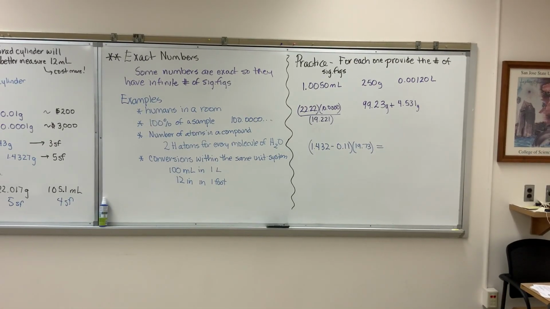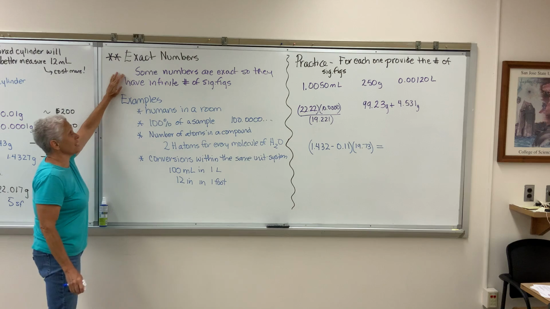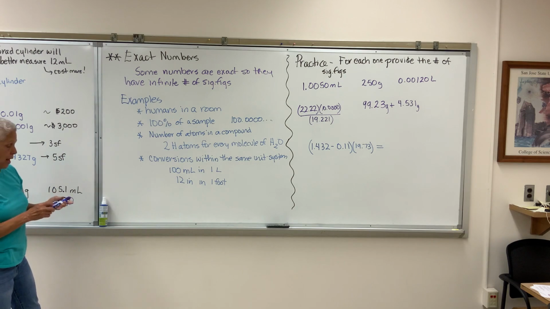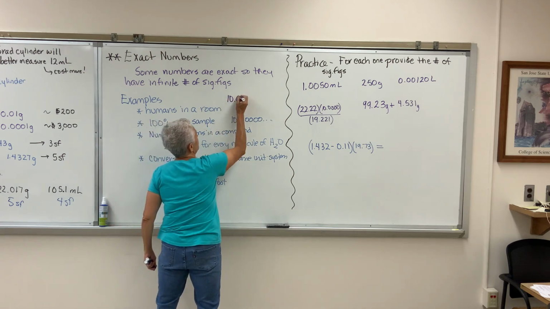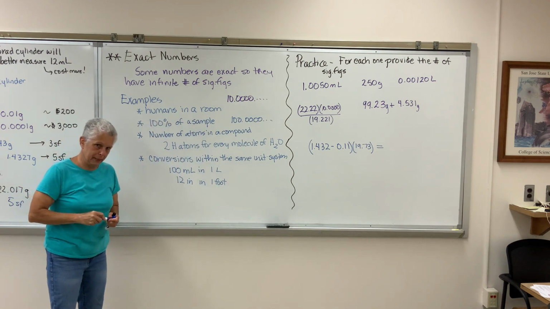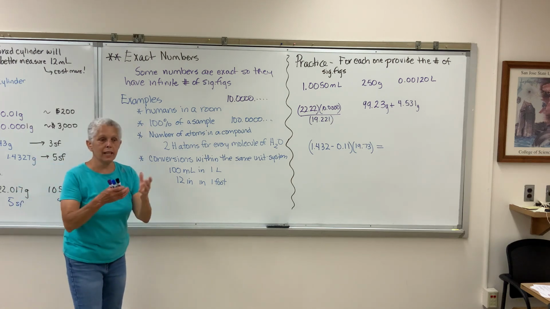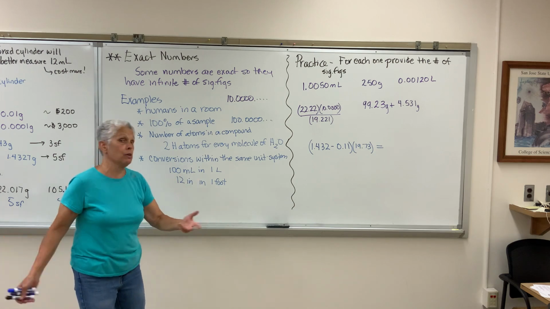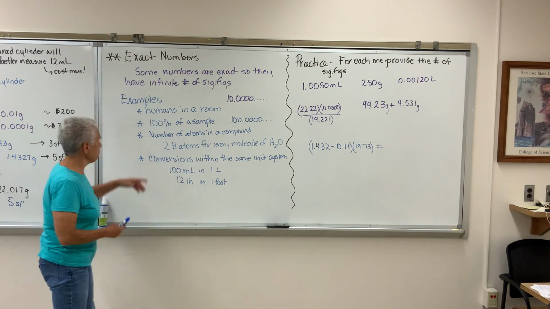All right, finally we have exact numbers. There are some numbers that are exact, so they have as many sig figs as you want. If I count 10 human beings in a room, there are 10.0000 and as many as needed, because I can't have a fraction of a human being. 100% of a sample: if I tell you here's all the sample, then you have 100.0000, as many digits as you want, percent of the sample.